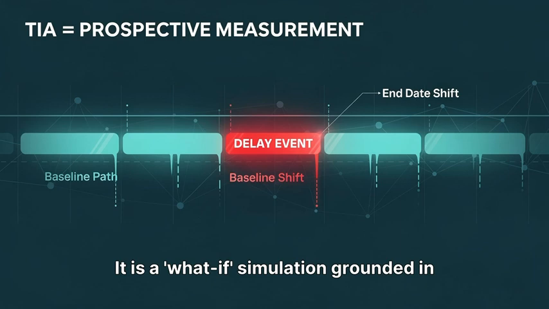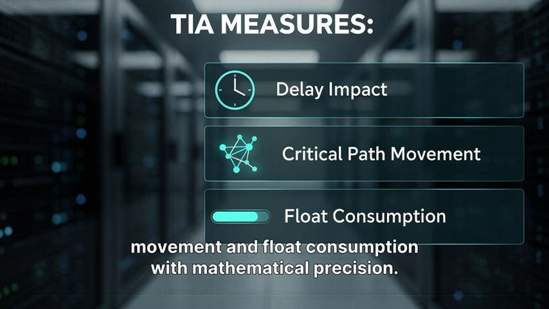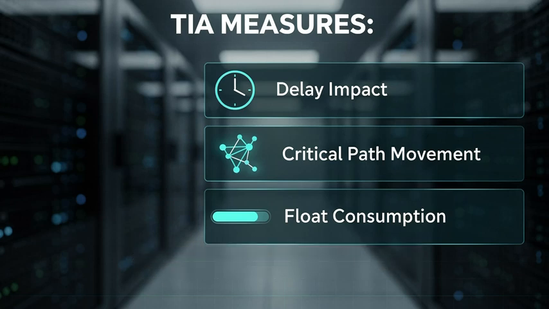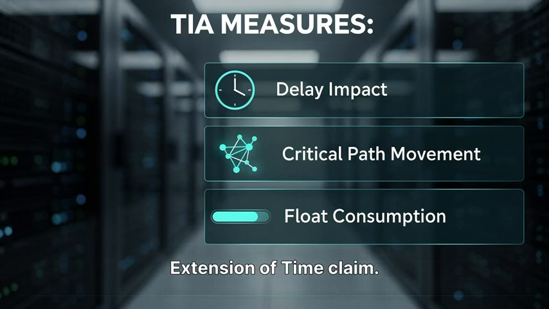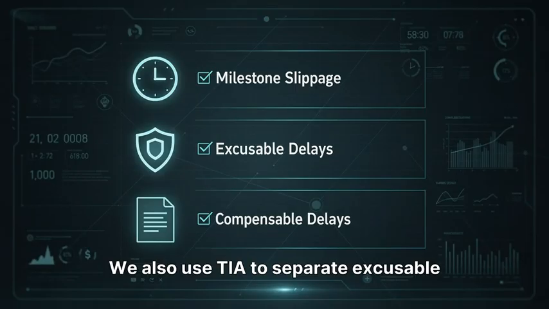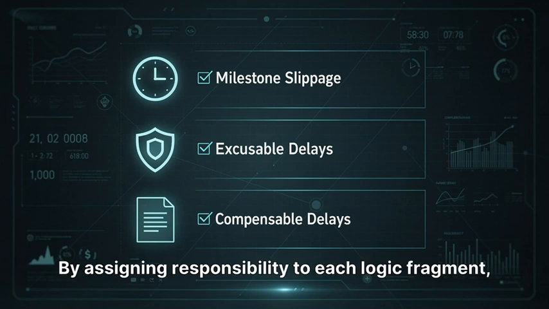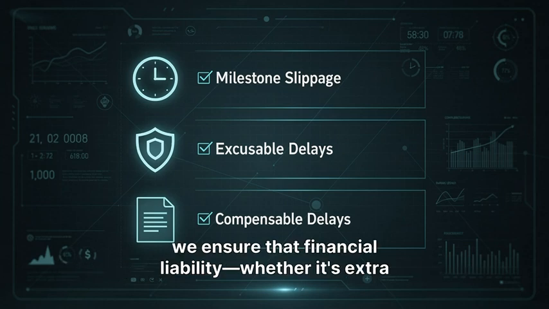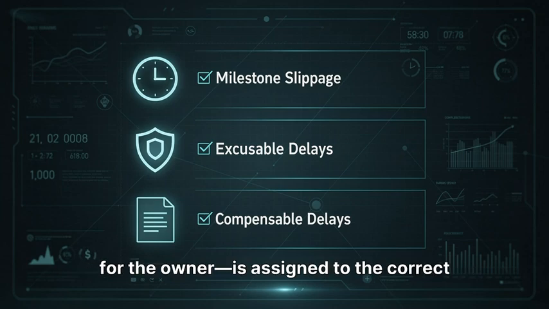It is a what-if simulation grounded in data. It allows us to quantify critical path movement and float consumption with mathematical precision. We aren't just saying we are late, we are proving exactly how many days the end date has moved because of a specific cause. This is how you build a robust extension of time claim. We also use TIA to separate excusable delays from non-excusable ones. By assigning responsibility to each logic fragment, we ensure that financial liability, whether it's extra costs for the contractor or liquidated damages for the owner, is assigned to the correct party.